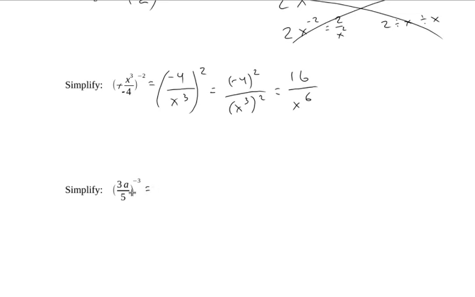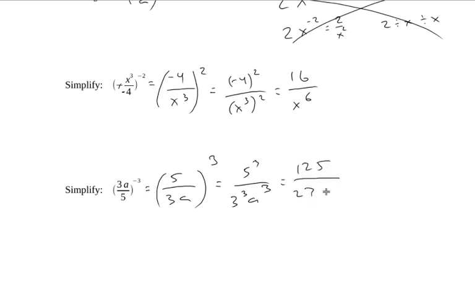All right, on this one, again, I'll deal with the fact that I have a negative exponent first, by taking the reciprocal, 5 over 3a, raised the entire thing to the power of 3. It's a positive 3 now. So this is now going to be 5 cubed over 3 cubed, a cubed, which is 125 over 27 a cubed.